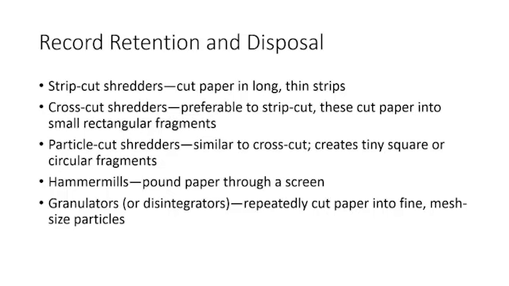You could have particle cut shredders. These are similar to cross-cut. Remember, with cross-cut we have the long strips, and every so often, maybe every 2-3 inches, it does a cross-cut. So the paper comes down the shredder, and a cross-cut comes across. It goes down a little bit more, it comes across. A little bit more, it comes across. So now we have these shorter strips, if you will. This particle cut creates tiny squares or circular fragments. So now it's even smaller. We're getting smaller and smaller and smaller with what we're doing to these records, these pieces of paper.